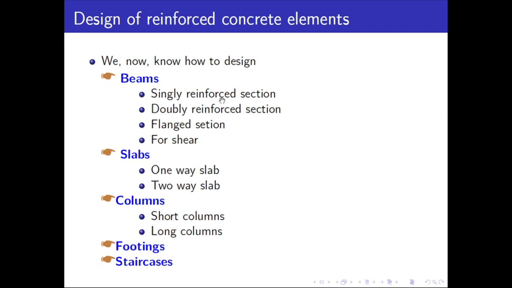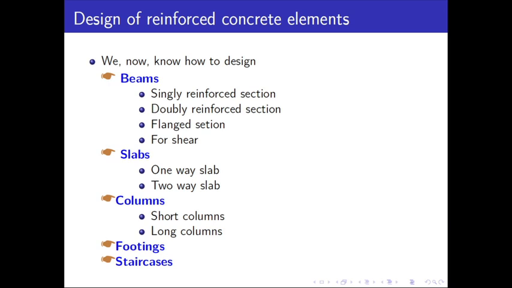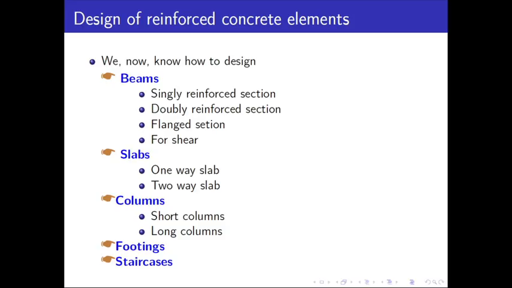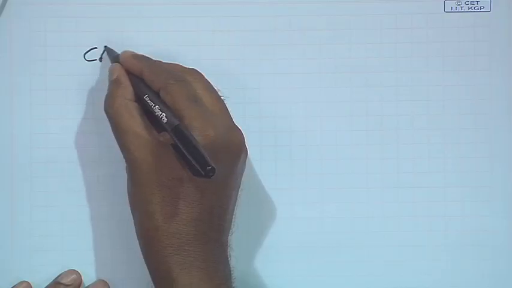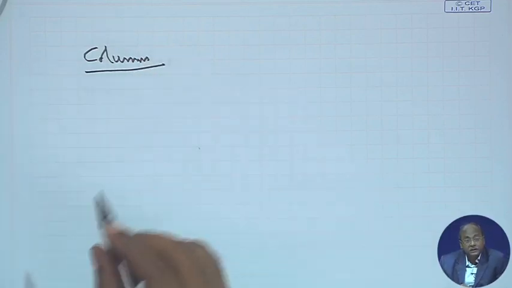Now, coming to this, I have told singly reinforced section, and doubly reinforced section we have discussed. Plain section, doubly reinforced section we provide where generally we provide support, and also to reduce the depth, where there is a depth restriction. Regarding one way slab and two way slab we have discussed. Let us now consider columns. There is one important aspect in columns.